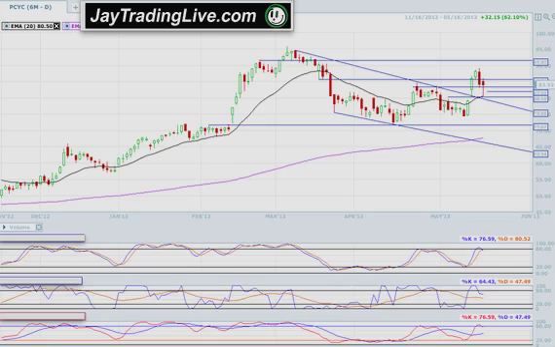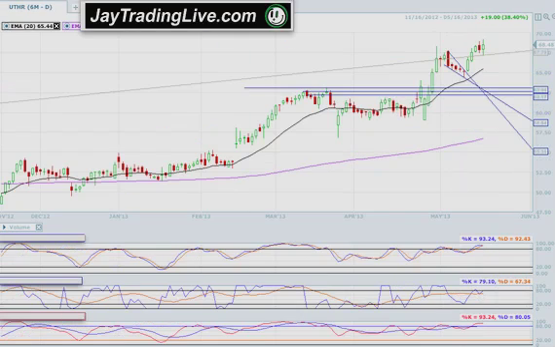Let's see, a couple other things we've been trading lately. We have been trading flags. A lot of flags been showing up in the market lately. And here's a great example of a flag on UTHR.